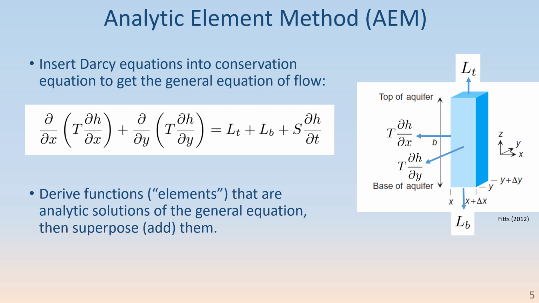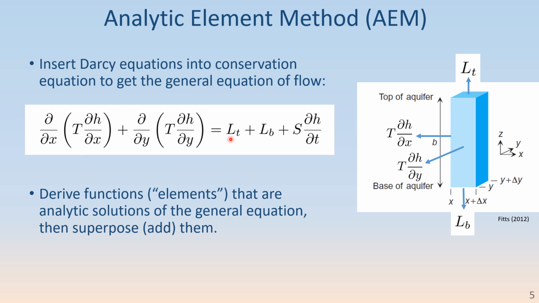Well, I didn't promise you there'd be no math, so here's a little bit of math. What we're looking at here is the general equation of flow that you get by combining Darcy's law with the conservation equation. And let me define some terms. X and Y are your coordinates within the plane of the 2D model that you're developing. T is transmissivity, which is saturated thickness times horizontal hydraulic conductivity.